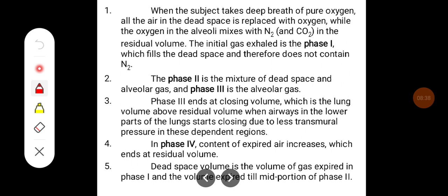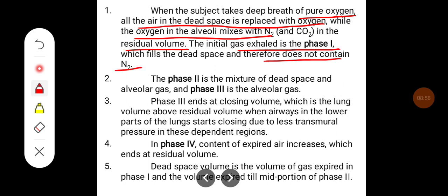When the subject takes a deep breath of pure oxygen, all the air in the dead space is replaced with oxygen, while the oxygen in the alveoli mixes with nitrogen and carbon dioxide in the residual volume. The initial gas exhaled in phase 1 fills the dead space and therefore does not contain nitrogen. Phase 2 is the mixture of dead space and alveolar gas, and phase 3 is alveolar gas.